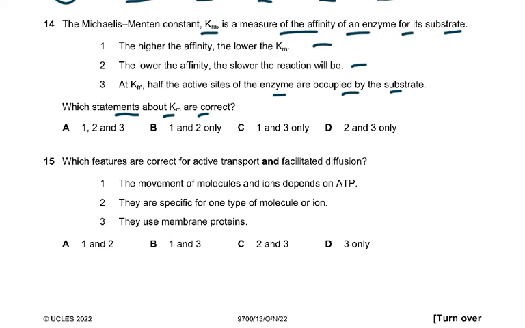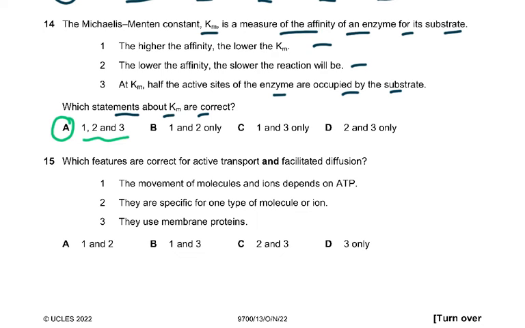Now, either you know Km or you don't know Km. So don't make any guesses. Either you know this or you don't know this. So if you look at the answer now, A is the answer because all of these are correct. The higher the affinity, the lower the Km. Yes, that's correct. The lower the affinity, the slower the reaction will be, and actually the Km is going to change.